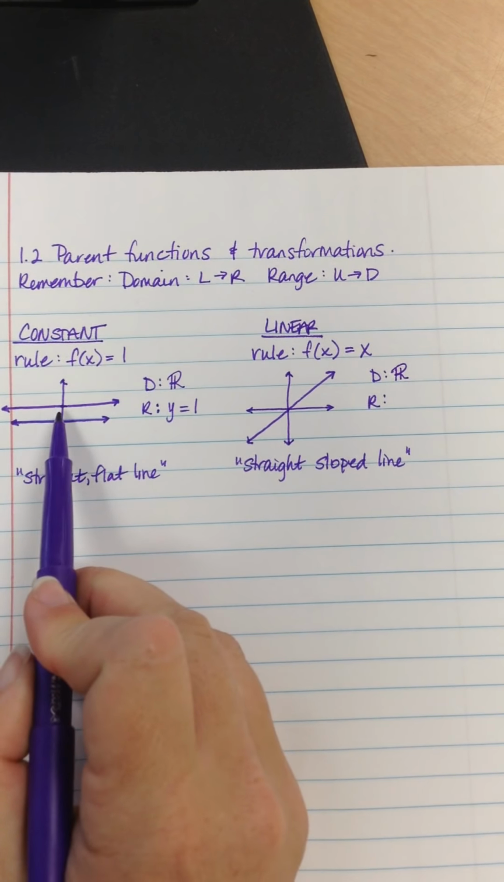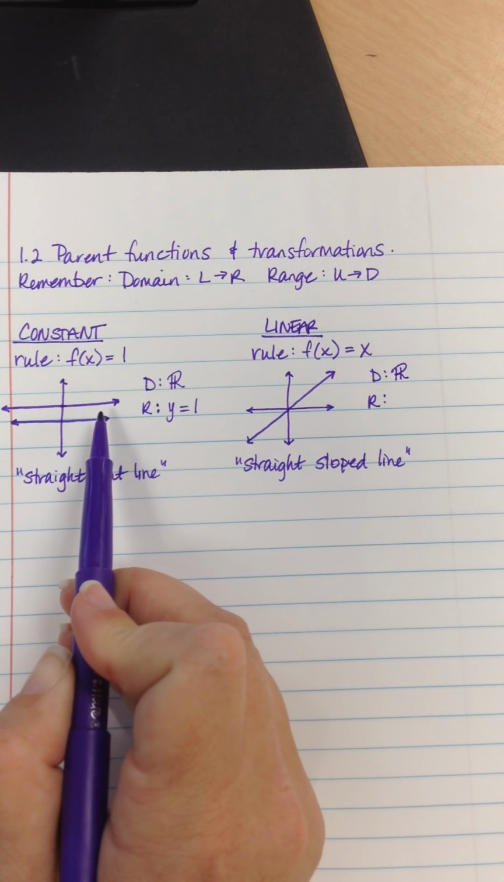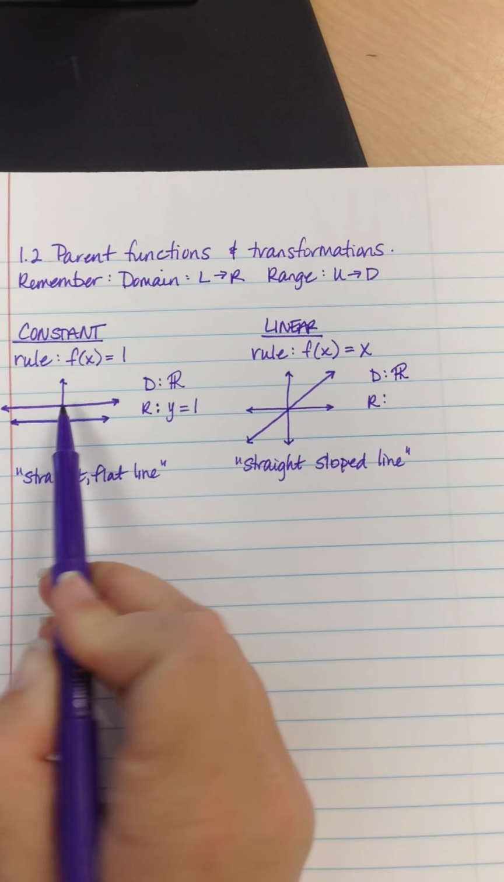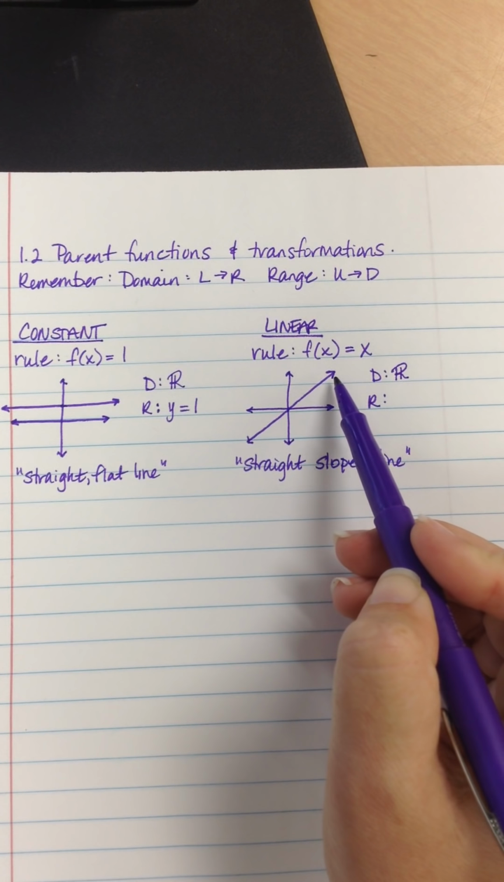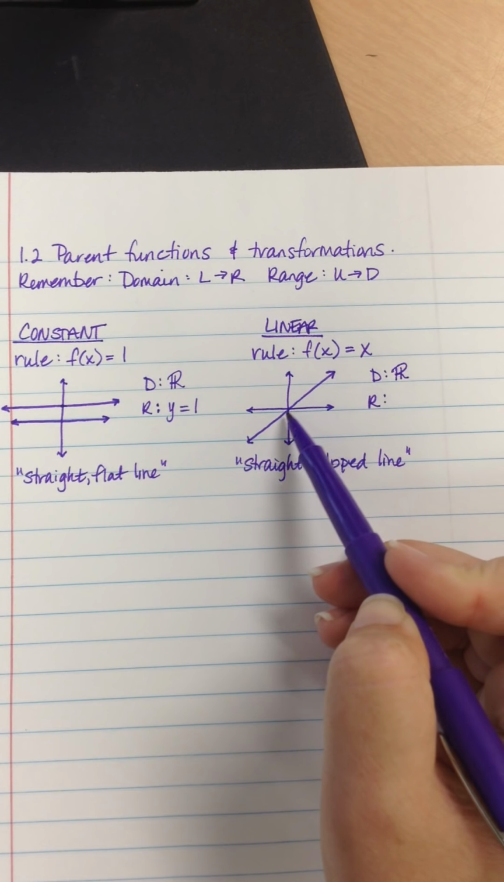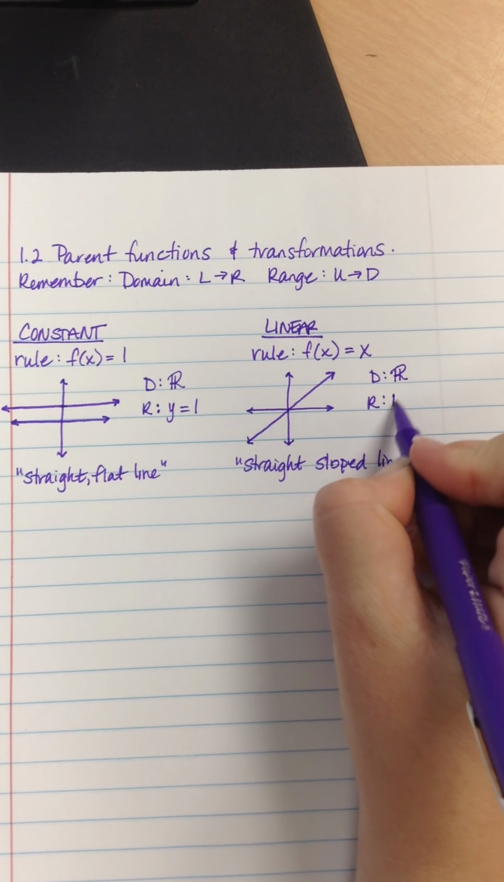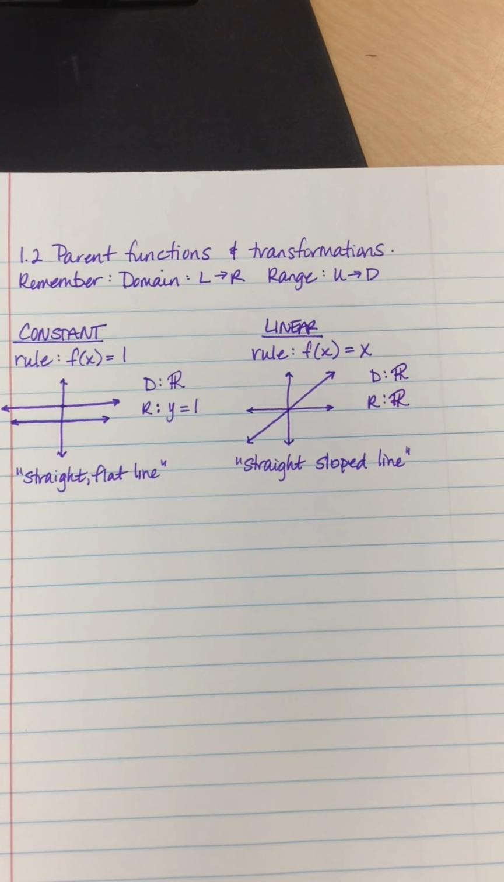Now the range. On the first one, the graph was straight. It only crossed the y-axis. It only had y values of 1. This guy is going up forever. It's also going down forever. So in this case, our range is all real numbers. If it goes in both directions forever, it's all real numbers.